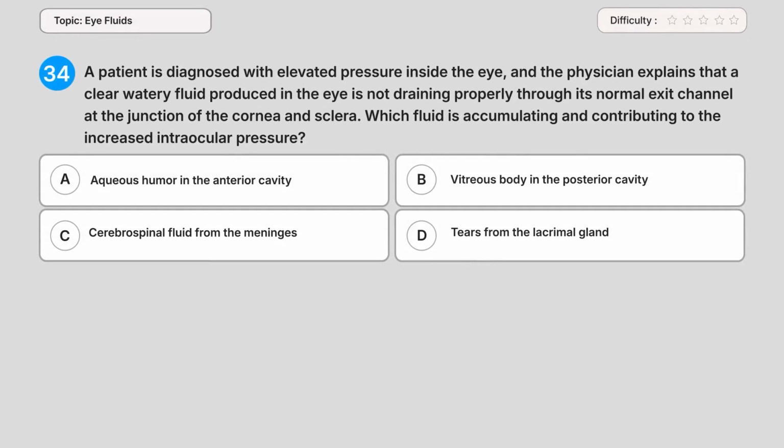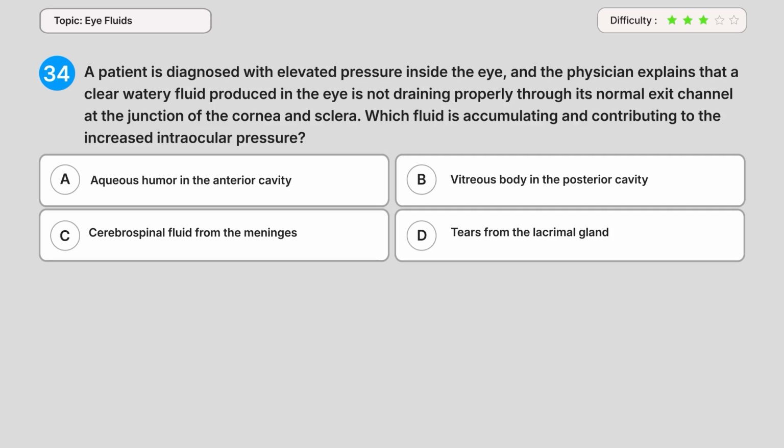34. A patient is diagnosed with elevated pressure inside the eye, and the physician explains that a clear, watery fluid produced in the eye is not draining properly through its normal exit channel at the junction of the cornea and sclera. Which fluid is accumulating and contributing to the increased intraocular pressure?